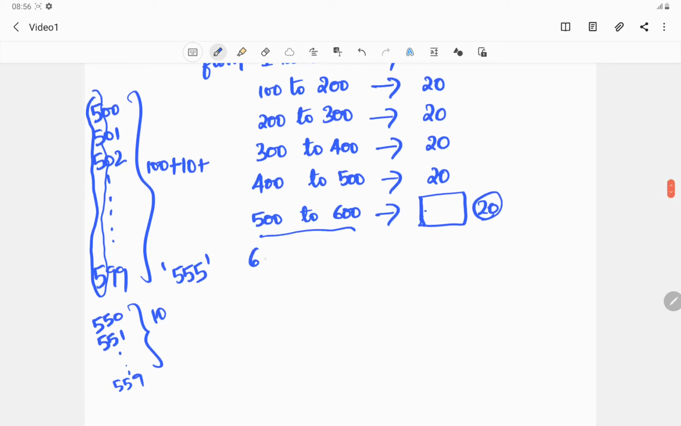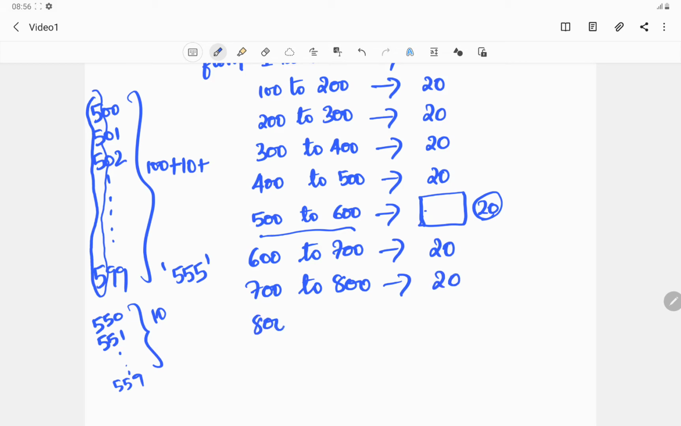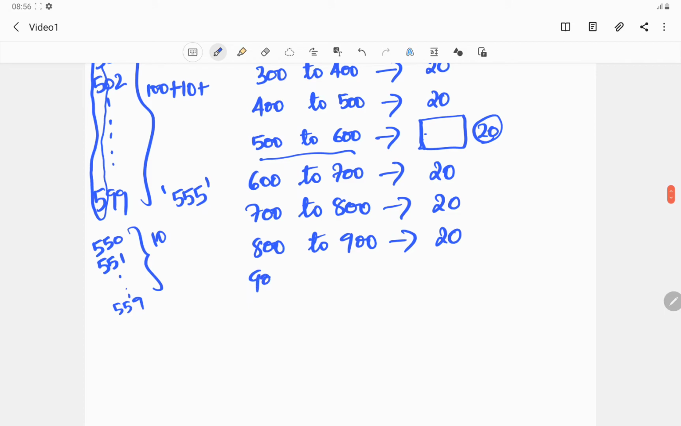Now again, from 600 to 700, it will appear 20 times in 19 numbers, and from 700 to 800, similarly it will appear 20 times in 19 numbers. From 800 to 900, again it will appear 20 times in 19 numbers. From 900 to 999, again 20 times in 19 numbers.